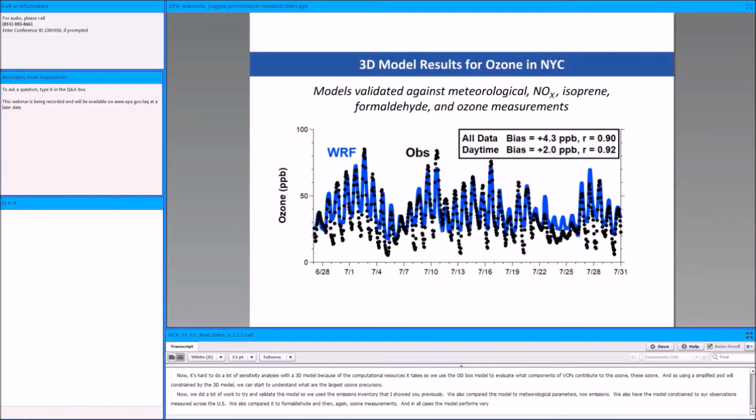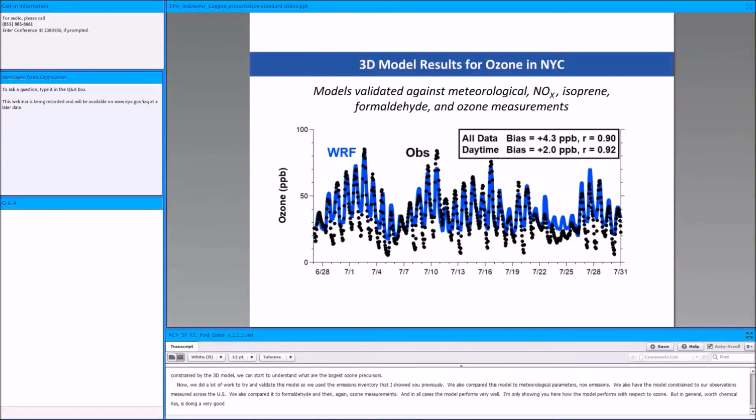I'm only showing you here how the model performs with respect to ozone. But in general, WRF-Chem is doing a very good job across multiple sites in New York City. In general, we have a low bias, so it's maybe overestimating ozone by about 2 ppb, and then it has a very good correlation coefficient of about 0.92. So this is just to show you that we're doing a good job in capturing ozone with WRF-Chem.